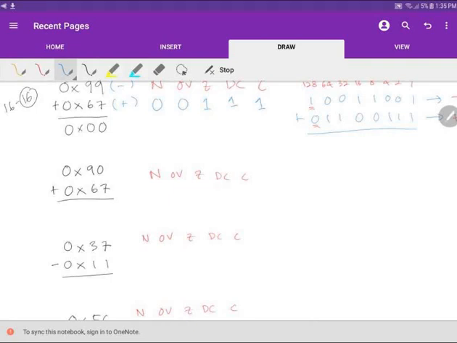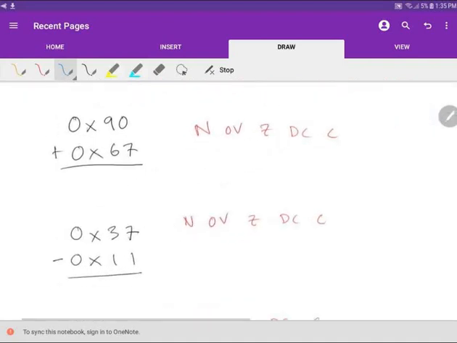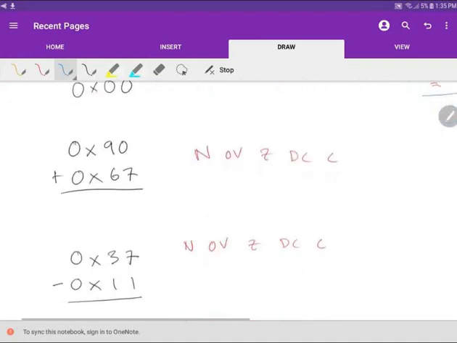Okay, let us continue. The next example. So we have hex 90 plus hex 67. Is it the same? Oh, this is 90. So 0 plus 7? 7. 9 plus 6? 15, which is F. So the answer is F7. Let's do one by one.